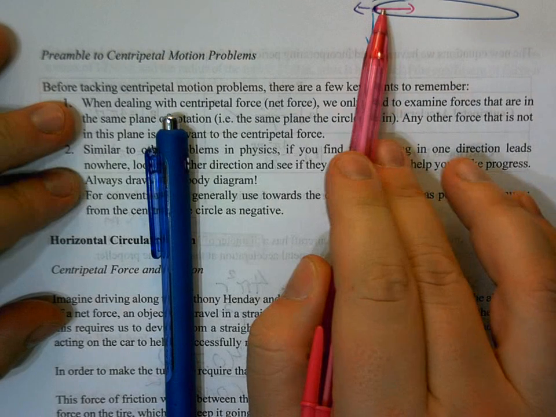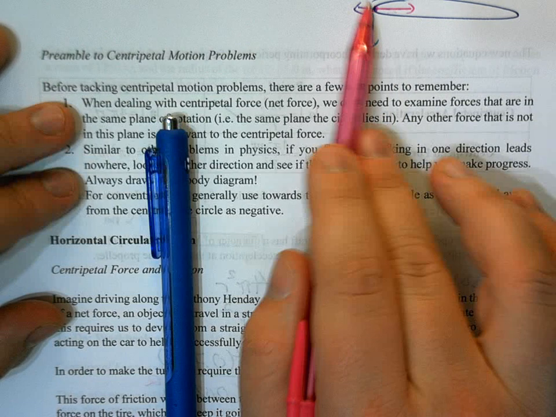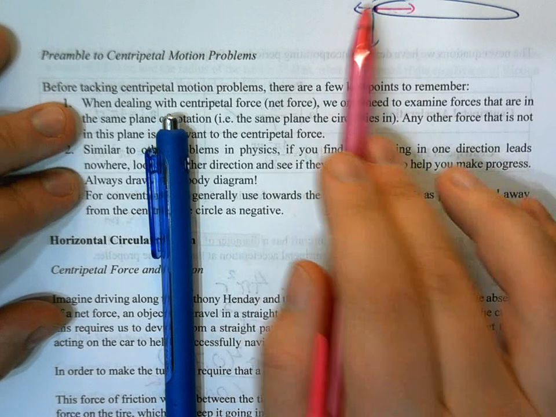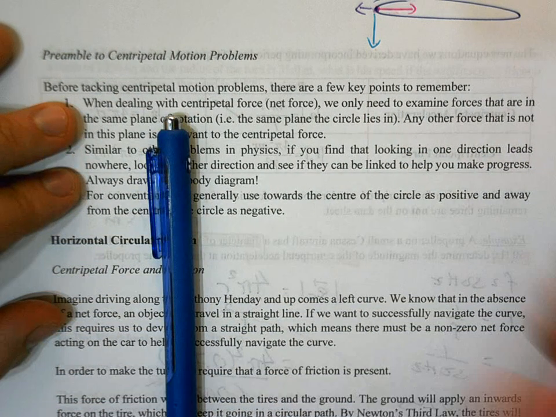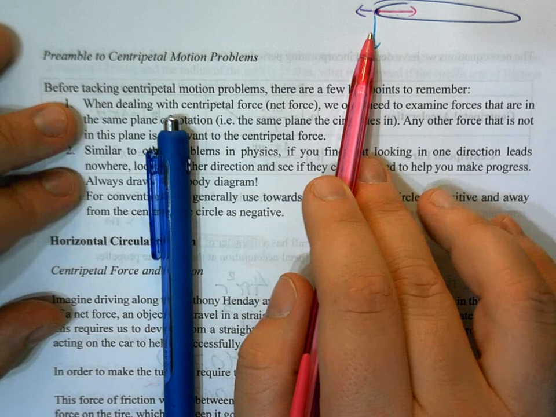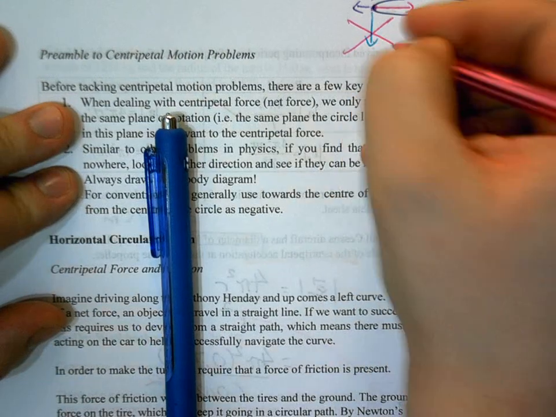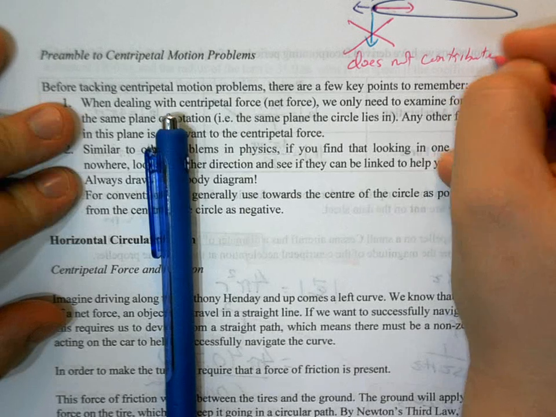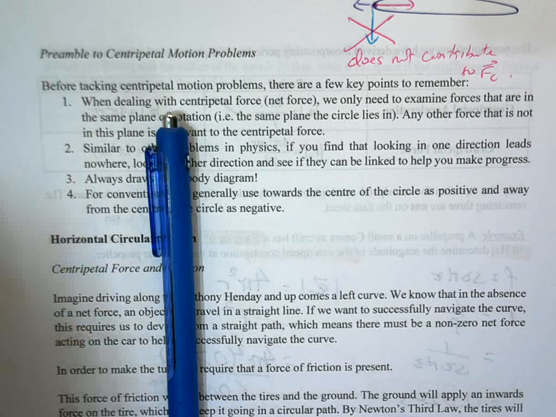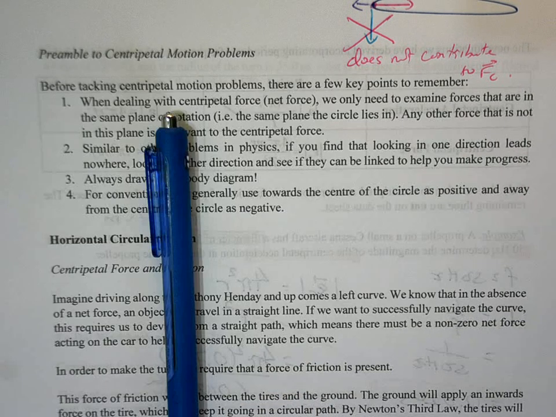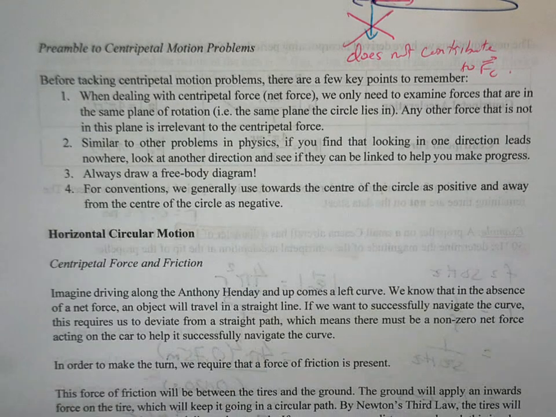So this force is in the plane of the circle, it's going towards the center. This force is also in the plane of the circle. It may not be pointing towards the center of the circle, but it's still in that flat plane. But this force right here is basically perpendicular to the circle. It's not in the plane of the circle, so that force would not contribute to FC. So I'm just going to say it does not contribute to FC. And I'll try and emphasize that point as we go through some of our examples. You may need that force for something else, but if you're looking at centripetal force, you're only looking at forces in the plane of that circle, nothing else.